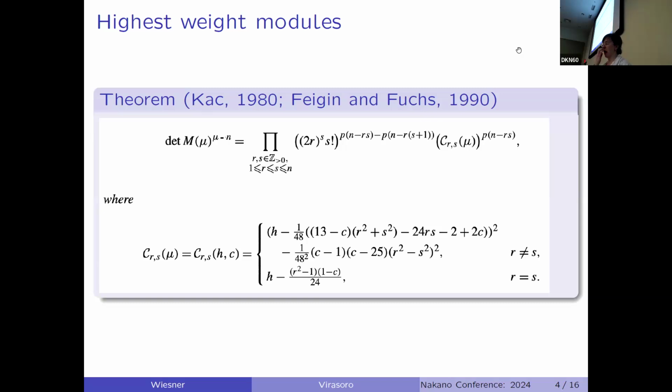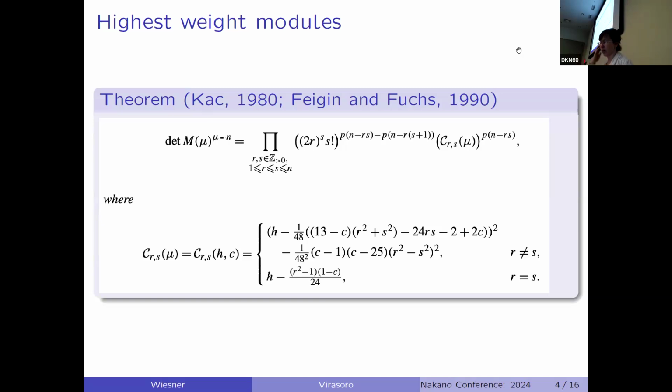So for a given mu, for what R and S do you get those curves equal to 0? Those curves, C, are polynomials in the weight. I think I wrote this on the previous slide, but I'm thinking of E0 as acting by H and Z as acting by C. So the curve you get at the bottom I've written as polynomials in H and C.